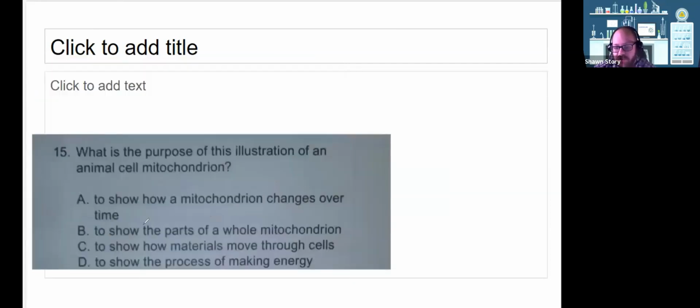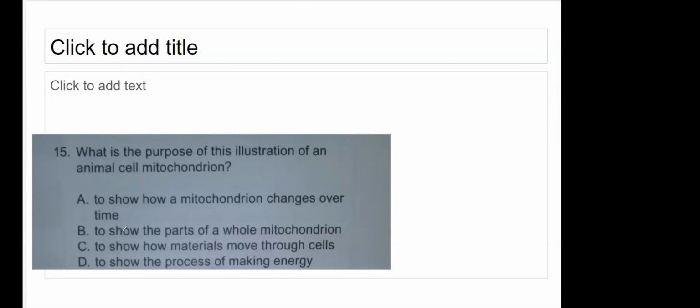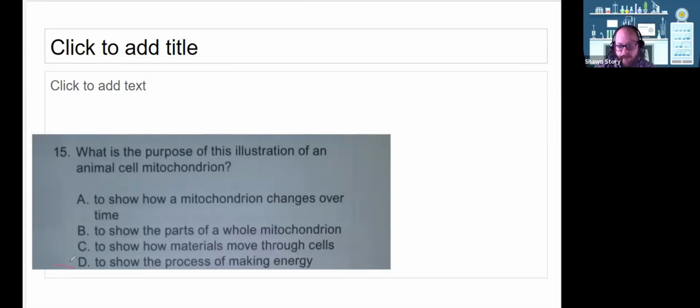So what is the purpose of this illustration? It shows how mitochondria changes over time. It shows the parts of a whole mitochondria. It shows how materials move through the cells. It shows the process of making energy. Letter D. Ooh. Letter D. I disagree. They're trying to trick us here on this question.